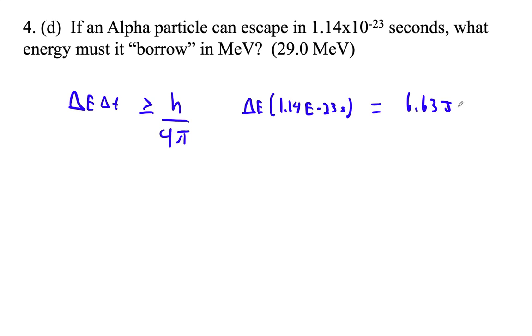6.63 times 10 to the minus 34th joule seconds. I just made Planck's constant somewhat larger than it should be, almost, divided by 4π. And then we just have to solve for that energy, and that's going to be joules, of course. So 6.63 times 10 to the minus 34th divided by 4 divided by π. I'm also going to divide by the 1.14 times 10 to the minus 23rd.